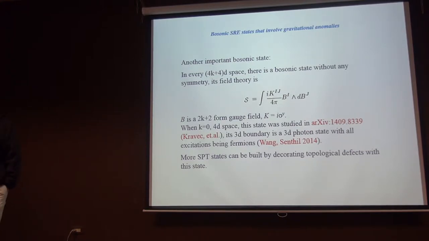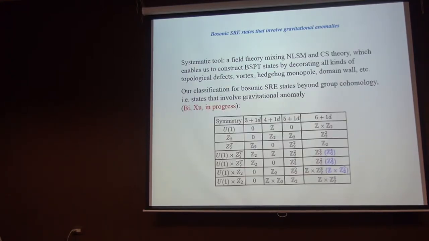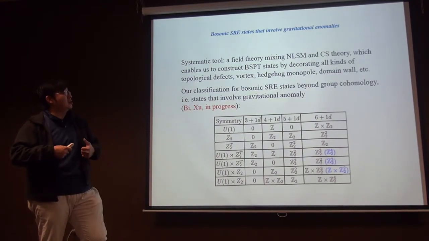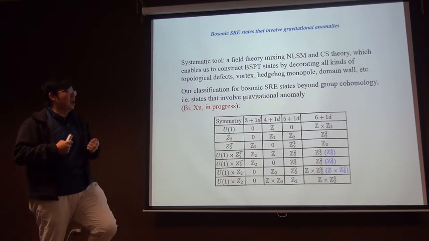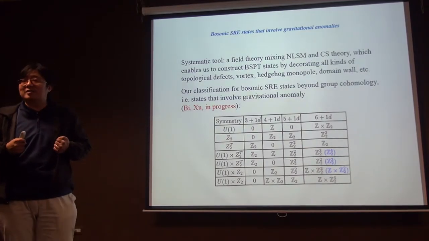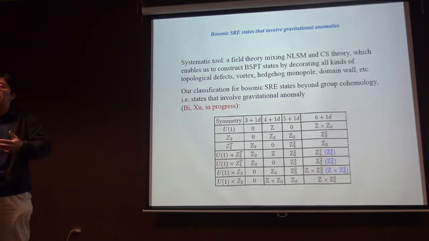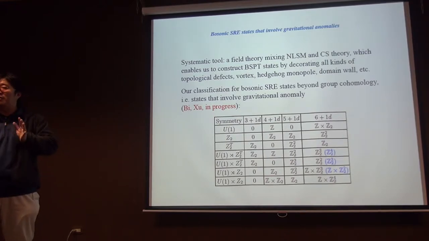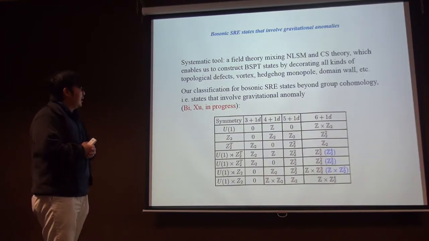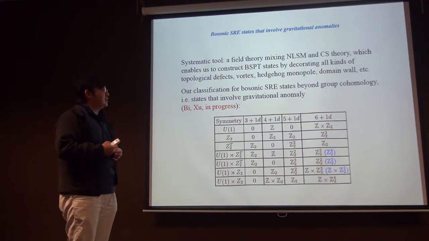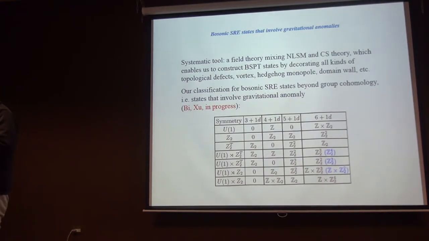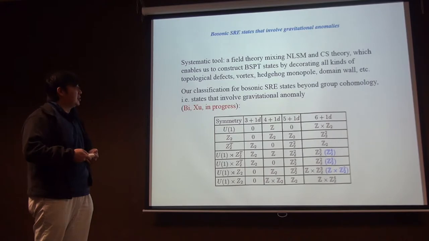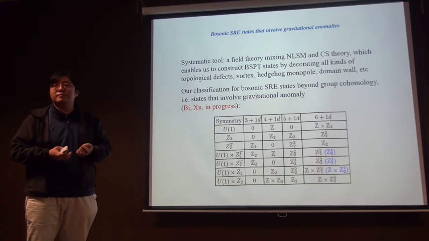Okay, so knowing these base states, we can use the mixture of the nonlinear sigma model and those topological theories to construct all kinds of bosonic SPT beyond group cohomology. And the physical meaning of those states is that we decorate all the base states on all kinds of defects: domain wall, membrane, vortex, monopole, everything you can imagine. Okay, and all these states, as the boundary, will have a mixture of gravitational anomaly and also some gauge anomaly.